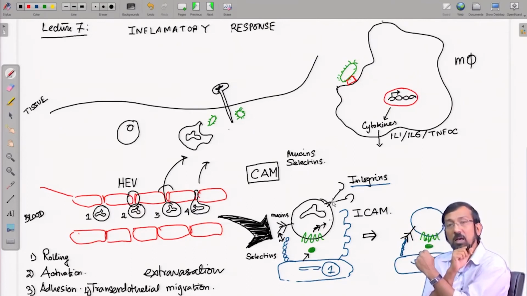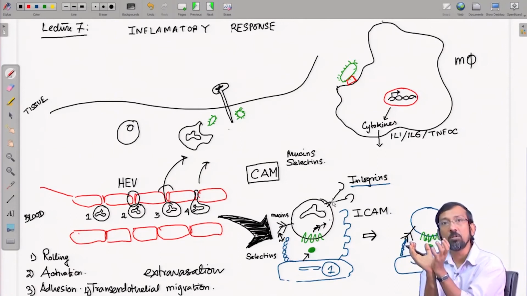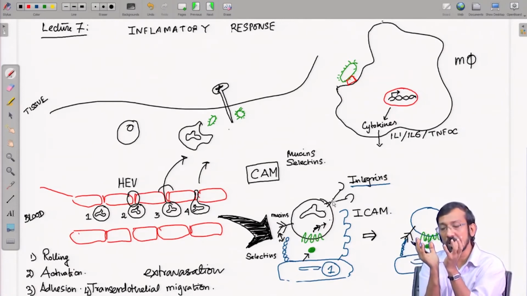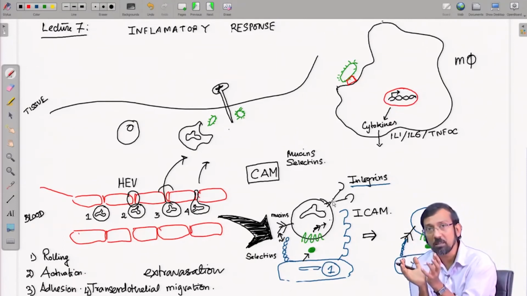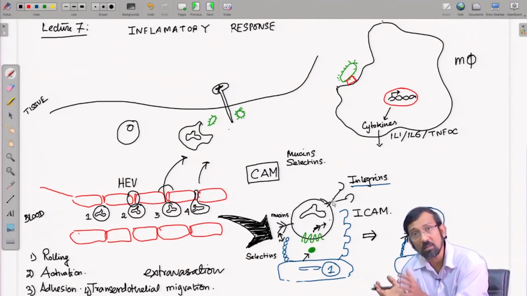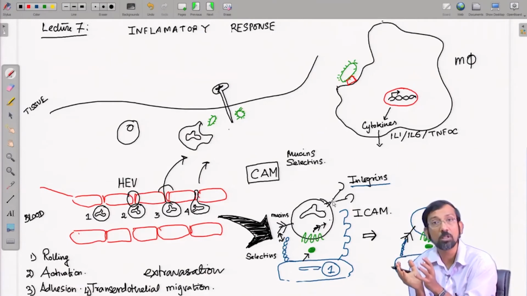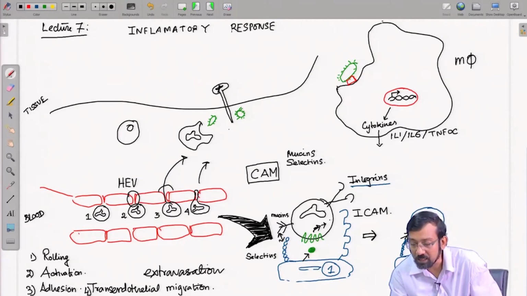That means there is a change in the conformation of the integrins. So, the integrins which were initially looking like this, they become like this. They arrange in a different way. Now, these integrin cell adhesion molecules become competent to bind, due to this conformational change, to another class of cell adhesion molecule known as the ICAMs. This process is known as activation.